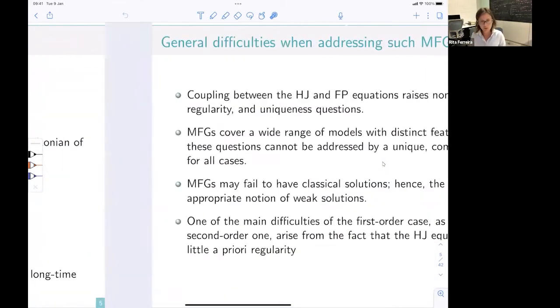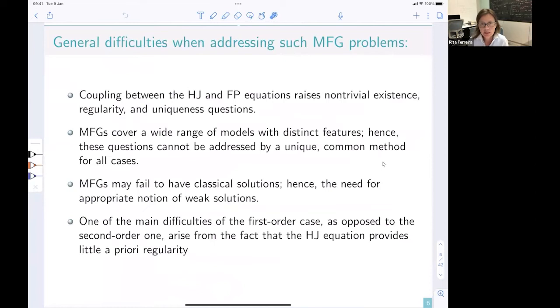Again, just a few more general things about these mean field games problems. Hamilton-Jacobi equations and Fokker-Planck equations per se are very well known, very well studied. So people know most things about these two equations. The thing here with mean field games is the coupling. The coupling between these two equations raises non-trivial existence, regularity, and uniqueness questions.